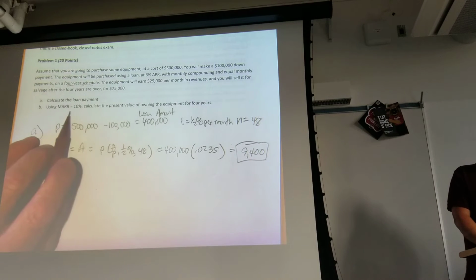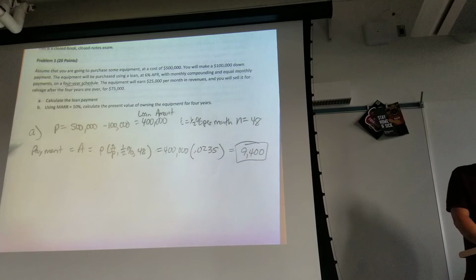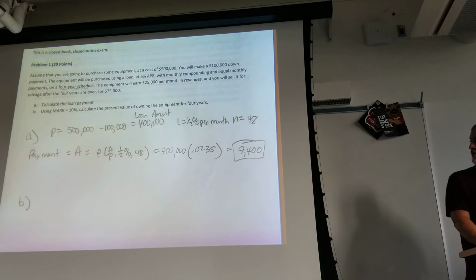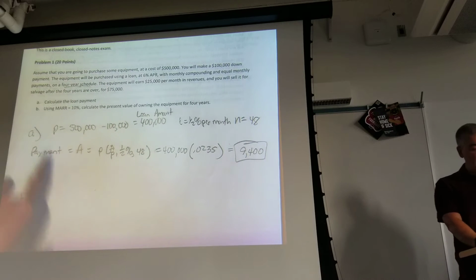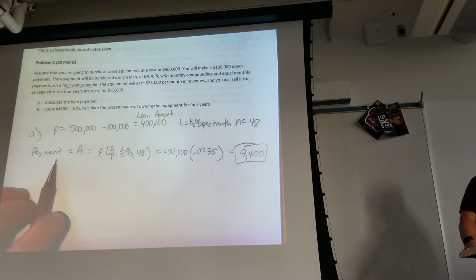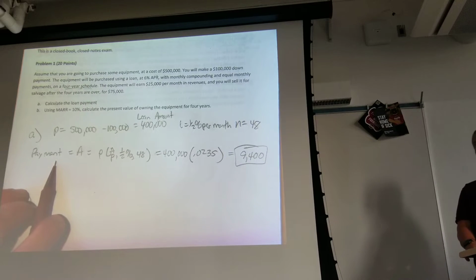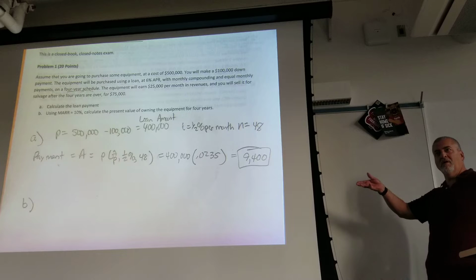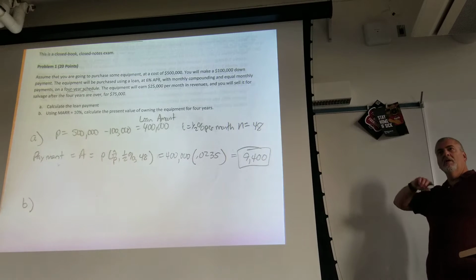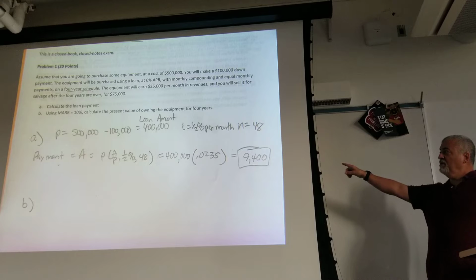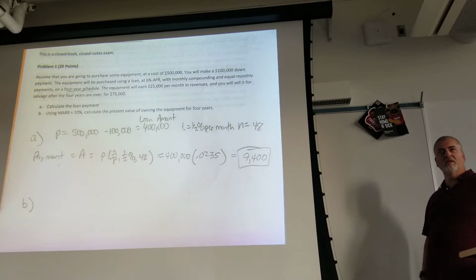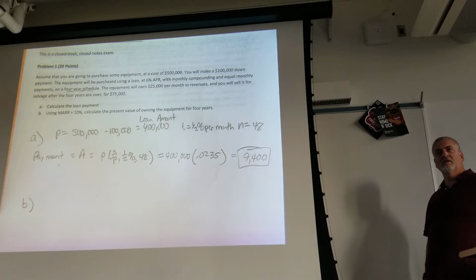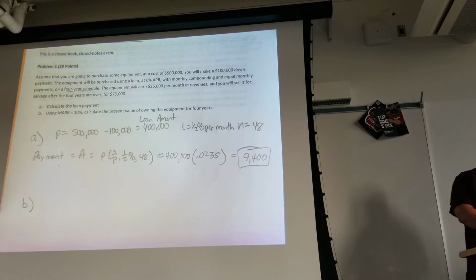Part B is using 10% for the MARR, calculate the present value. Okay, so if I haven't stressed this before, I'll stress it now. This sometimes occurs. Remember, we talked about using the cost of borrowed money as your MARR. Well, if you have a cost of borrowed money and you also have a different figure for the MARR, 10%, like here, then you first calculate the payment using whatever the loan rate is, and then you plug that payment into your cash flow and use the MARR to solve present value. And that's exactly what we're doing right here.